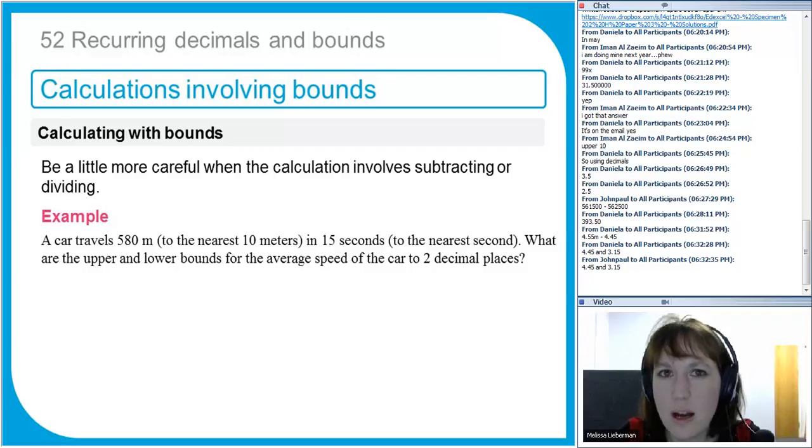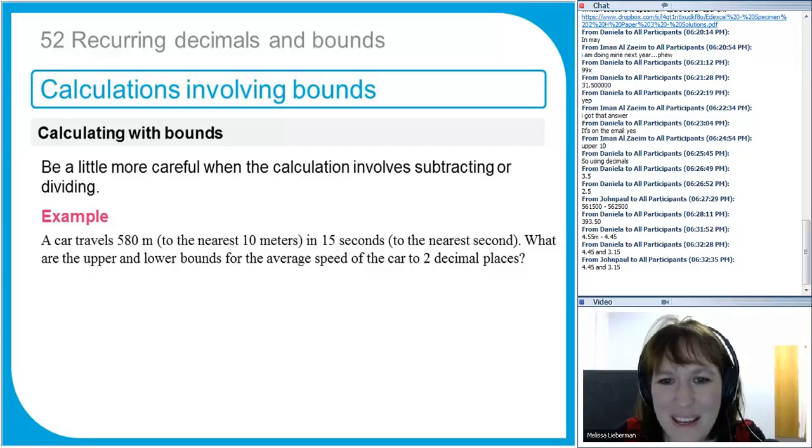So here we've got a problem which is going to involve a division. A car travels 580 meters to the nearest meter in 15 seconds to the nearest second. What are the upper and lower bounds of the average speed of the car to 2 decimal places? You'll have to remember your speed, distance, time calculations.